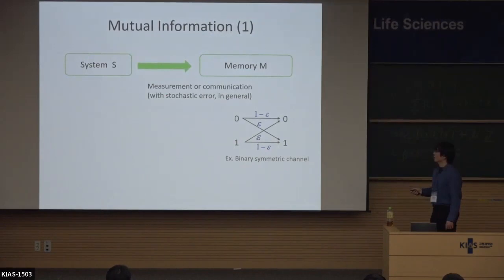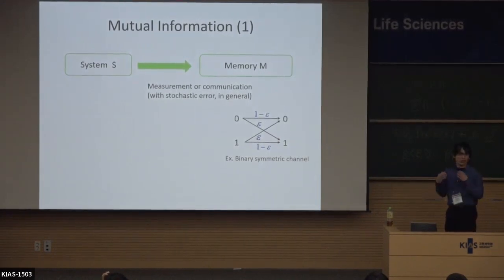Also, we can consider that this measurement process is a kind of communication from the system to the memory. Communication means that the system's information is sent to the memory, and that is mathematically equivalent to the communication from S to M. In the context of real communication, for example by internet, there is some person called Alice, and here is some person called Bob, and Alice sends some information to Bob. The effective information content that is sent from Alice to Bob is quantified by the mutual information. So that is the original context of mutual information in information theory.